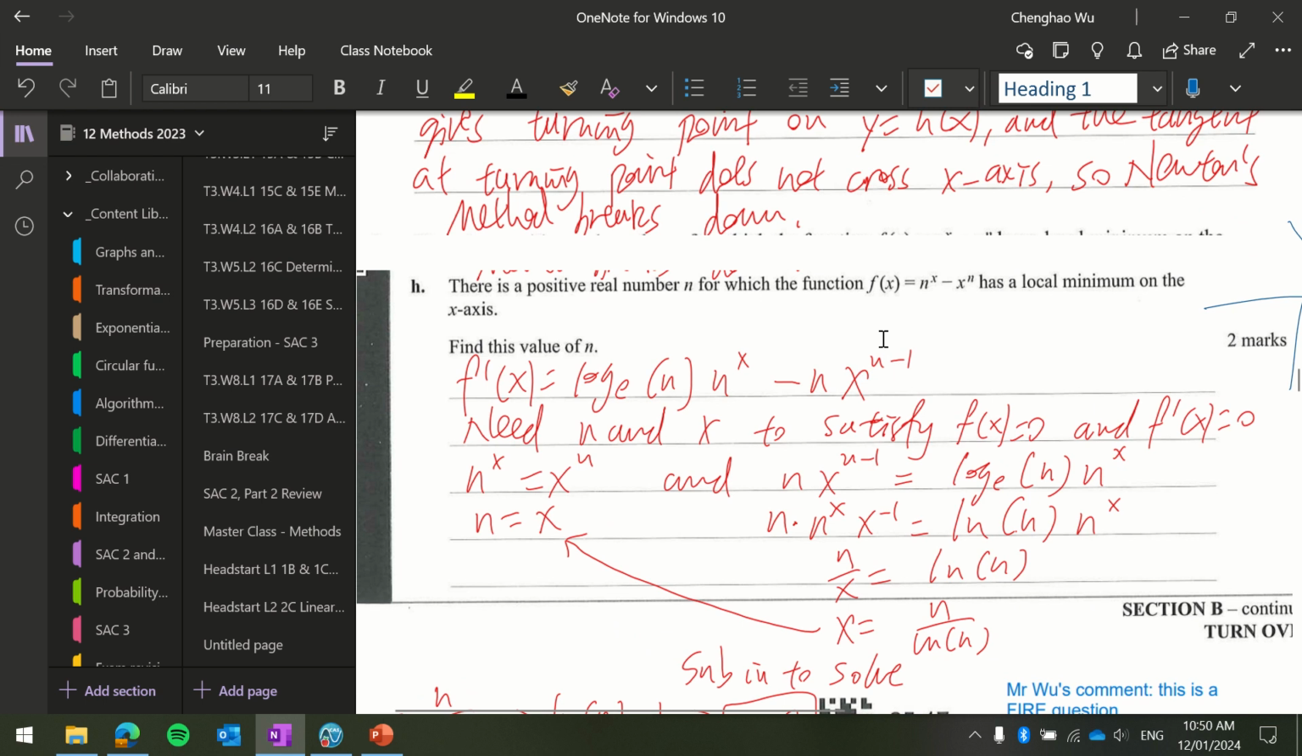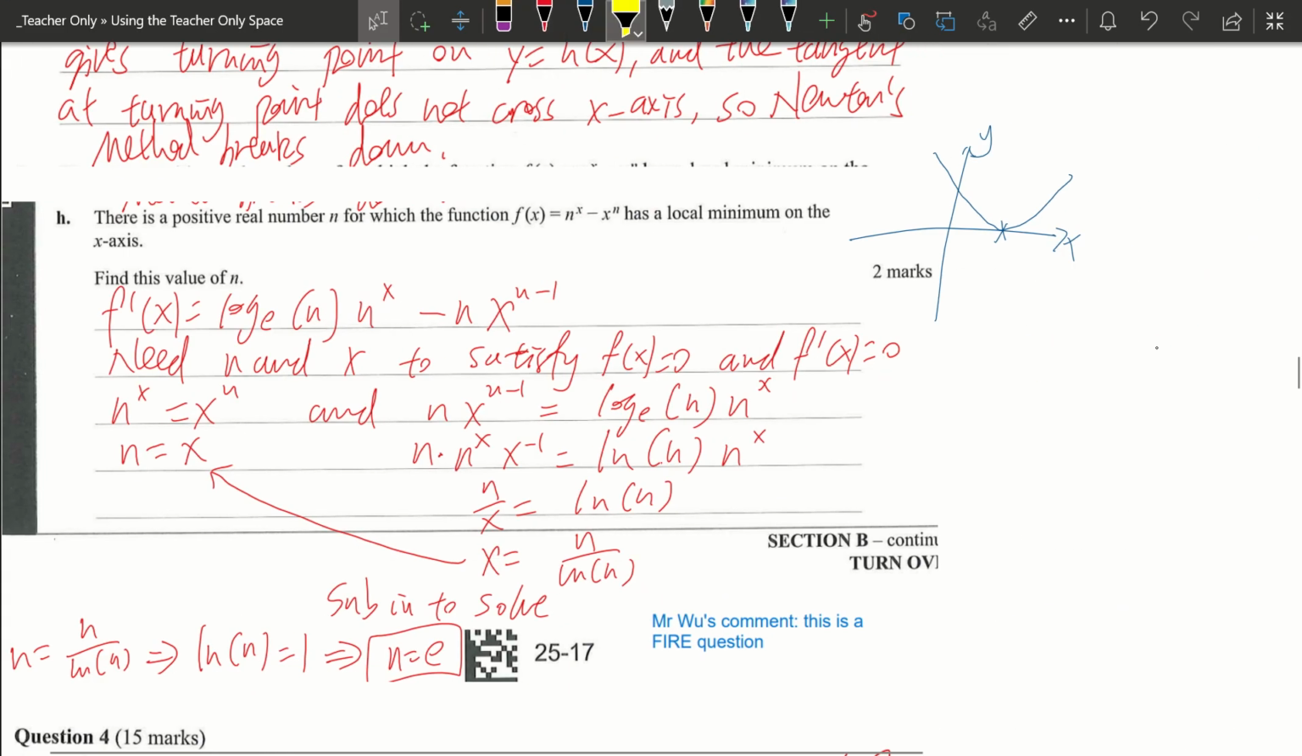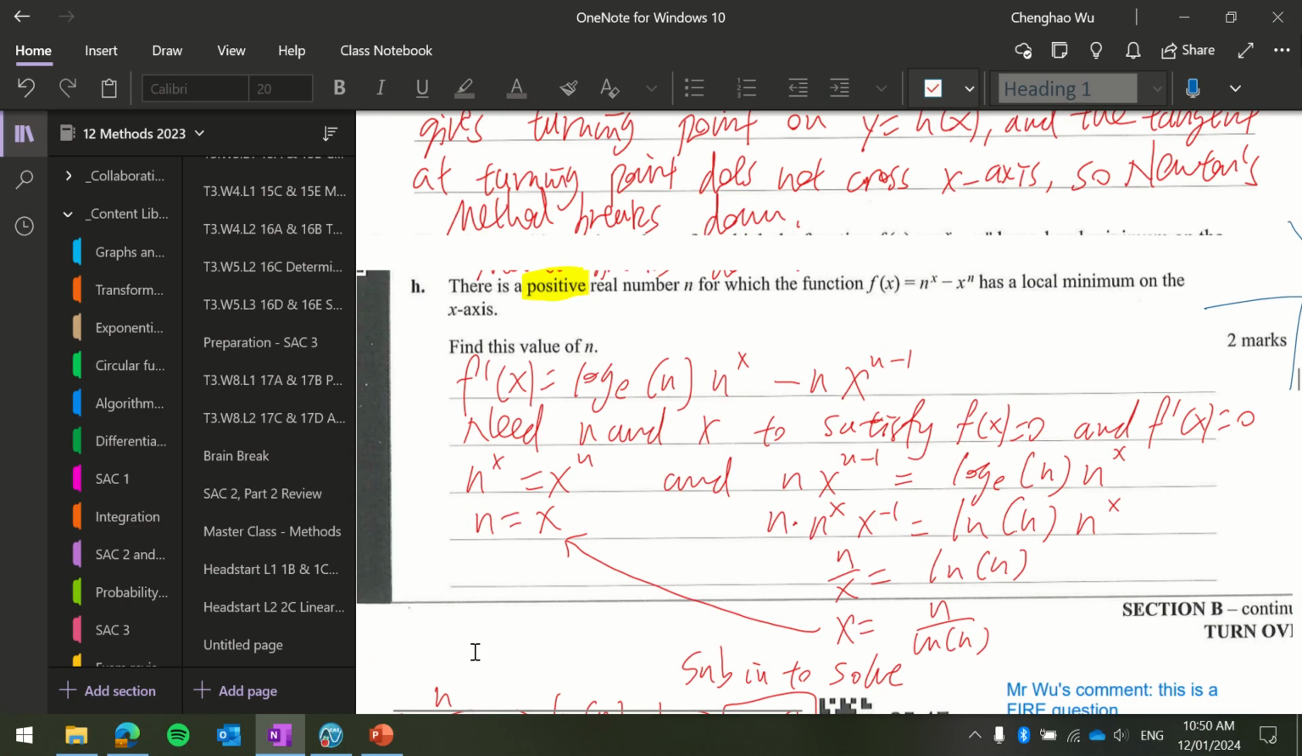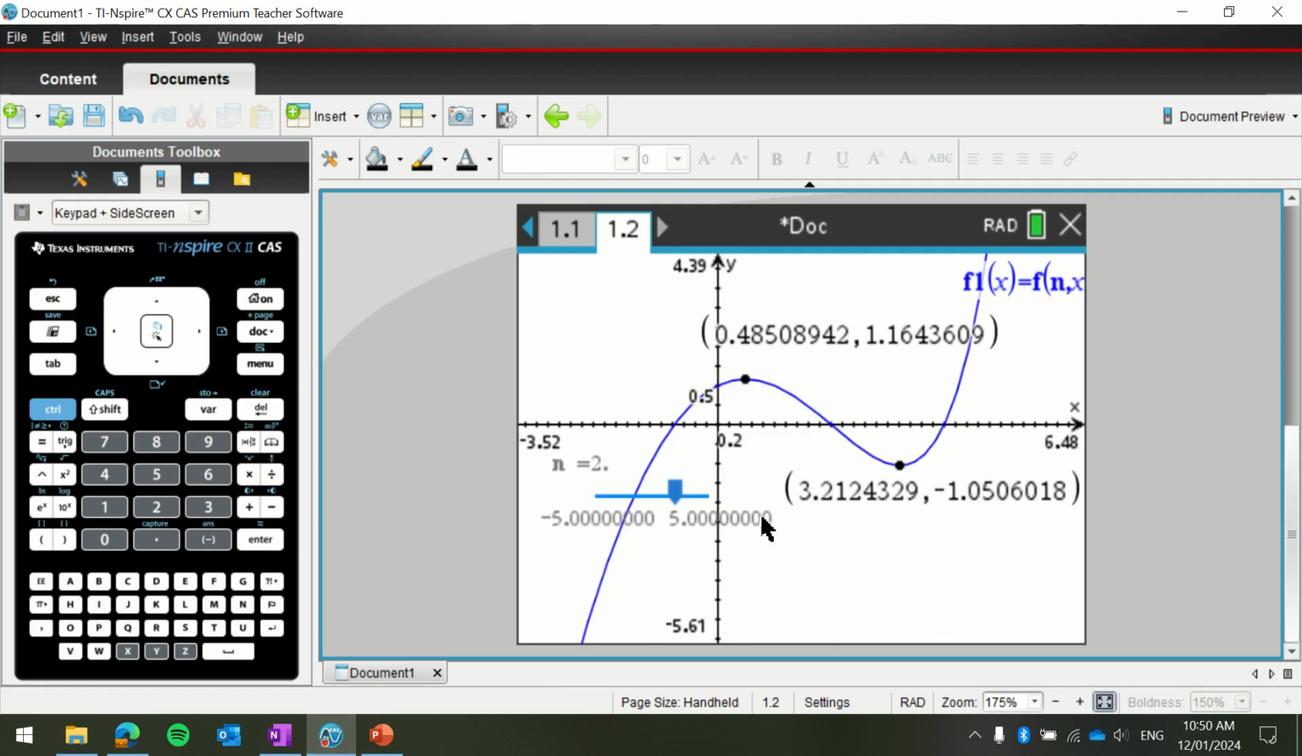So is there any restriction on n? Yes, n is positive. There's bound to be some restriction. If it's negative, then it's very ugly. It's not even a function anymore, I imagine. Okay, positive real number, so let's do it. I have a slider here. I need the local minimum to be at the x-axis.